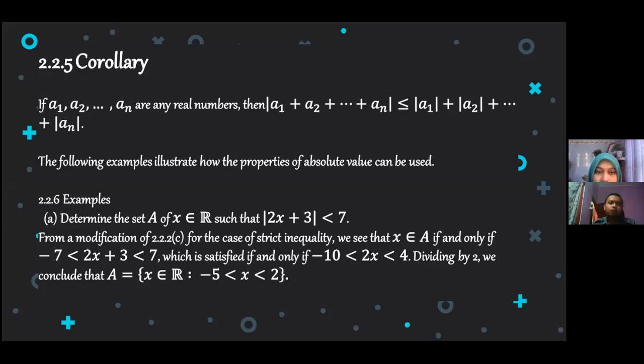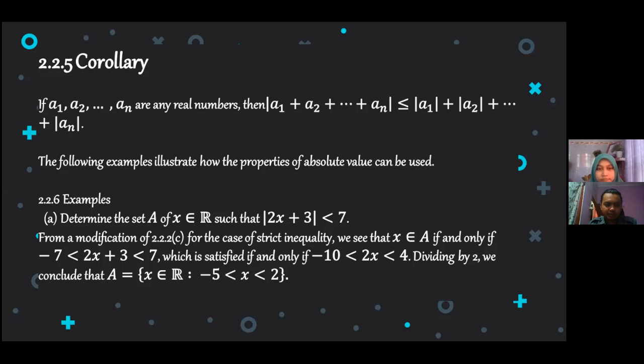Okay, next, if A1, A2, and so on until AN are any real numbers, then the absolute value of A1 plus A2 plus A3 and so on until plus AN is less than or equal to the absolute value of A1 plus the absolute value of A2, and so on until plus the absolute value of AN. The following examples illustrate how the properties of absolute value can be used. Okay, 2.2.6 is the examples.